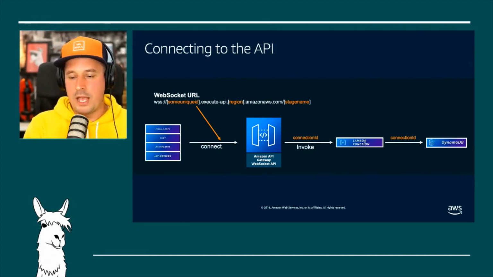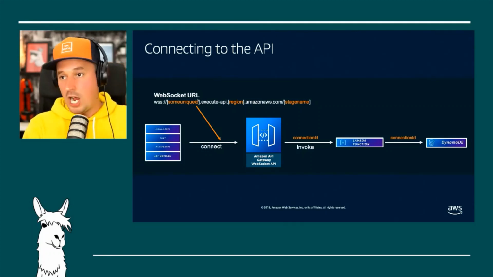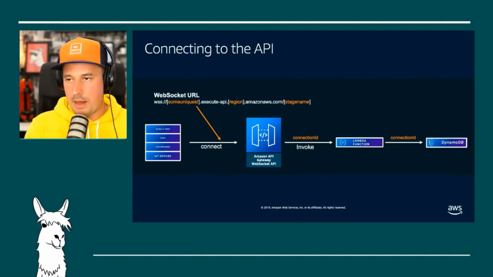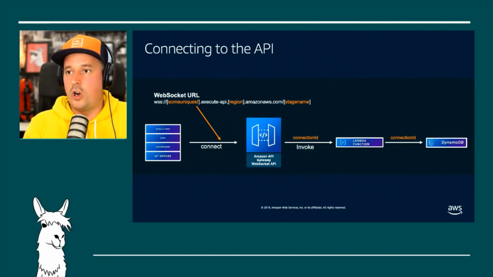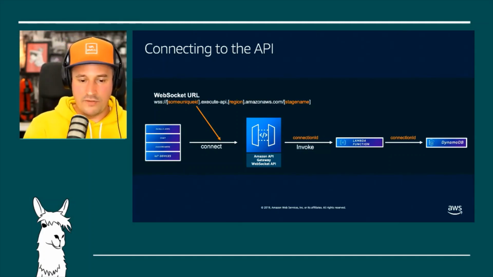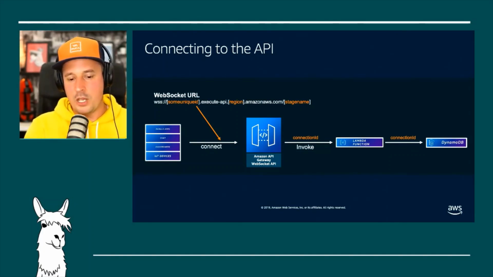When someone connects to my API, they connect to the WebSocket. The WebSocket URL is just like wss://, something unique, execute-api, the region in which it's hosted, amazonaws.com, and then the stage that I'm using. They connect to that WebSocket URL using the WebSocket client in JavaScript, .NET, Java, whatever, if they're building Android applications or web applications. That exists in pretty much every client SDK. So create a WebSocket and point it to that URL.